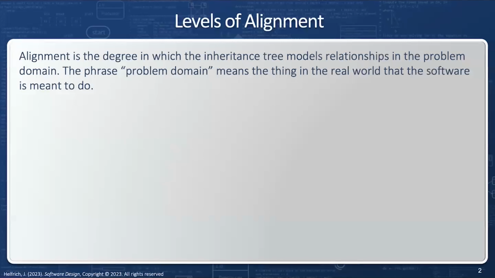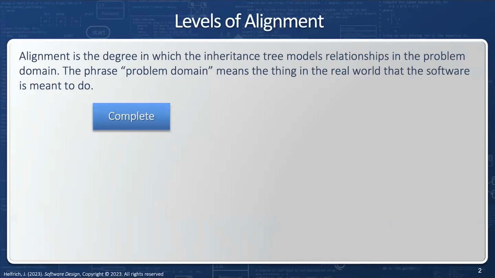Alignment is the degree in which the inheritance tree models relationships in the problem domain. The phrase problem domain means the things in the real world that the software is meant to do. In other words, all software models something, and the problem domain is what we're trying to model.